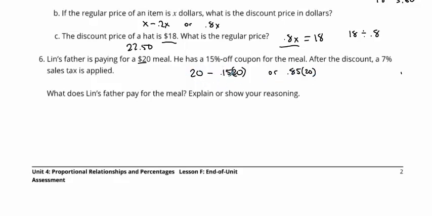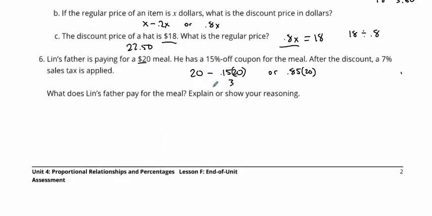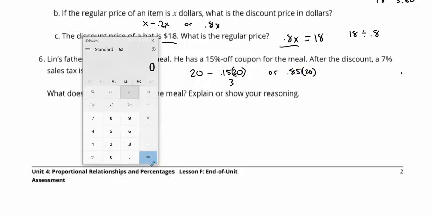I'll do this one first. 15% of 20. 15% times 20 is $3. So he gets $3 off. So he only pays $17 for the meal instead of 20 because he has a 15% off coupon. So 0.85 times 20 should equal 17. Let's check it, because he only pays 85%. He doesn't pay 100%. 0.85 times 20 is $17.